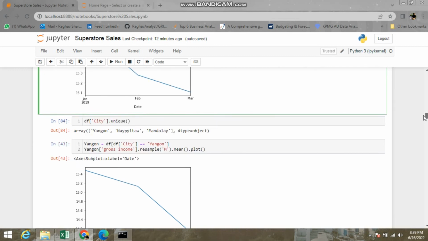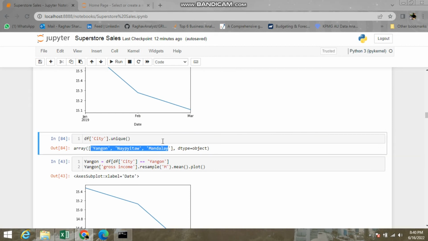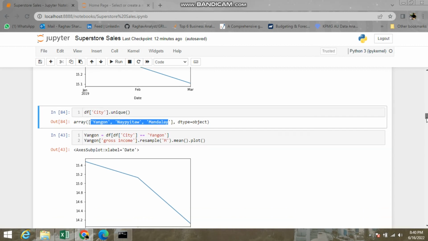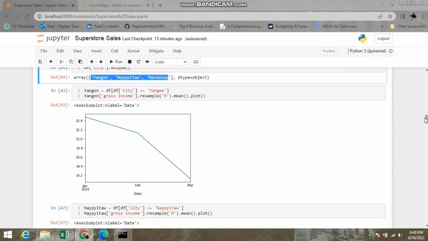Okay, next I wanted to know my unique values in the city. I had 3 cities: Yangon, Nepitaf, I'm sorry if I pronounced something wrong over here, and the third is Mandalay. Next, I wanted a quick glance at the income generated across various cities, so I plotted the total income across the cities. I came across that in Yangon also the sales are declining.